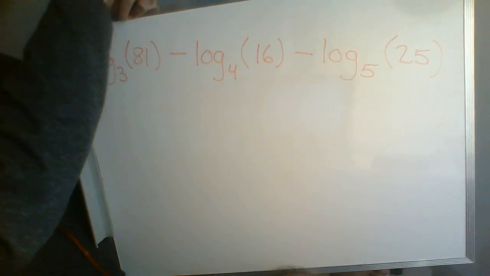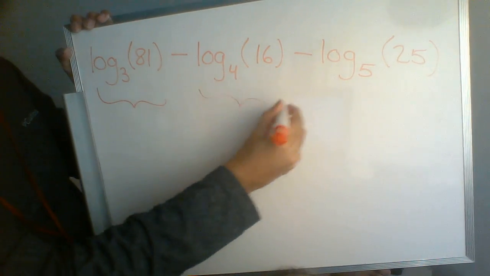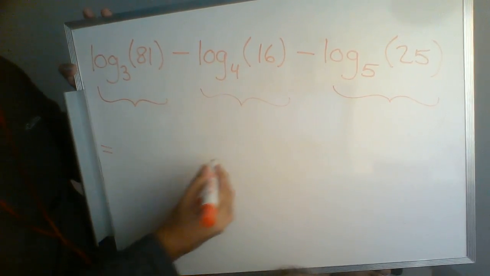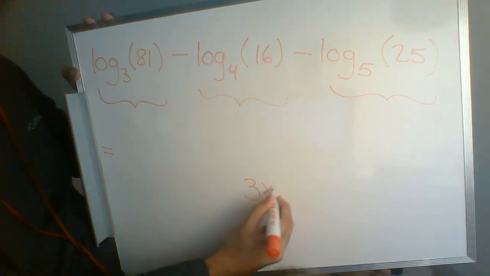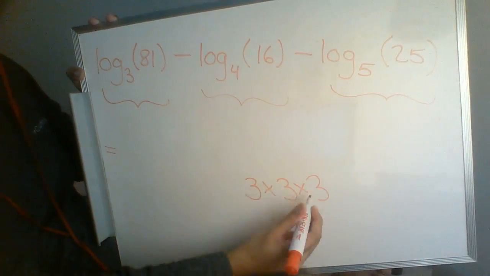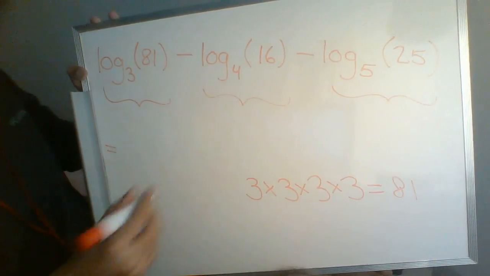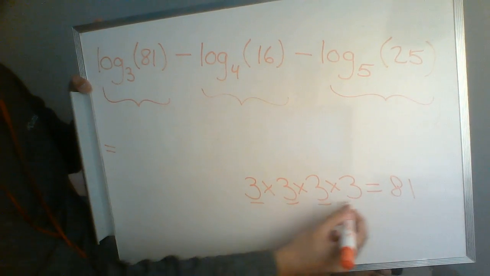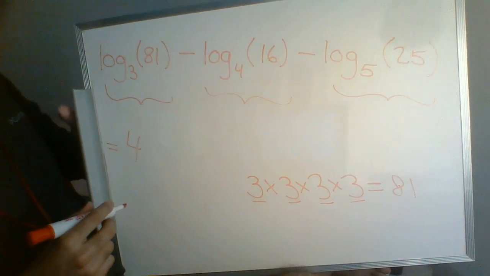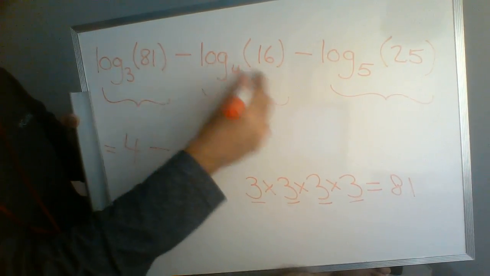So for this one, we actually have to just grind it out and figure out the answer by calculating each one individually. If we calculate this first one, how many 3's do we have to multiply together to get 81? Well, 3 times 3 is 9, times 3 is 27, times 3 is 81. So we're multiplying 4 3's together to get to 81, so the answer to our first logarithm is 4.